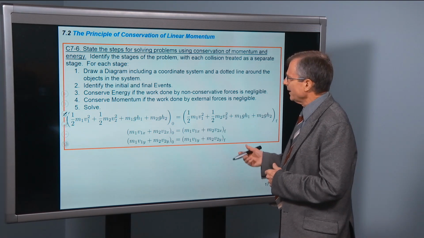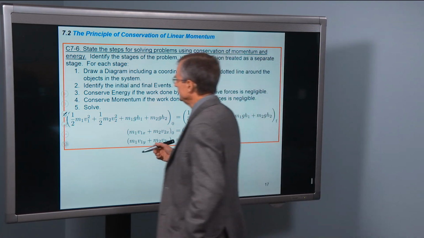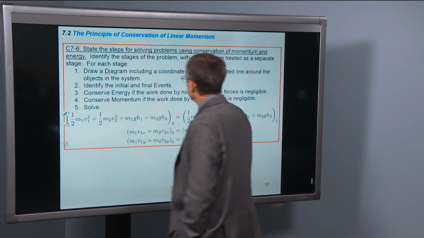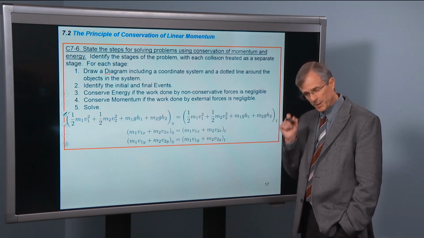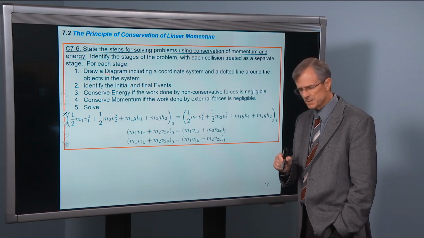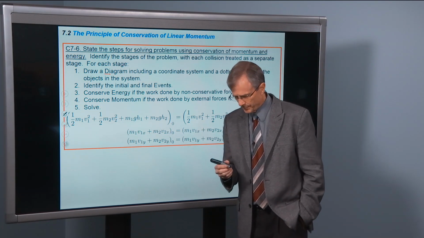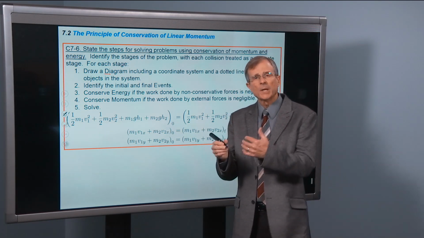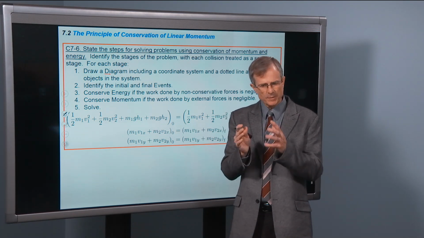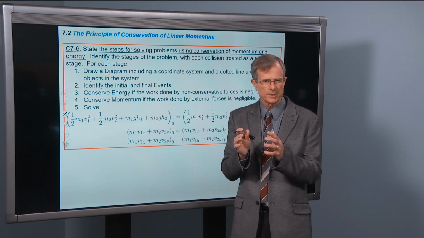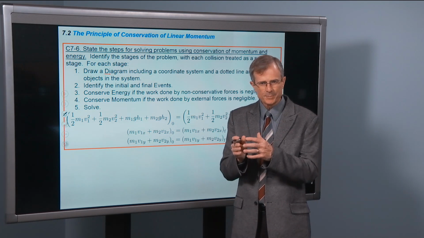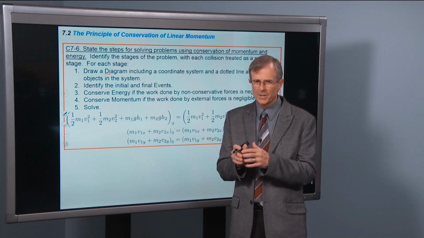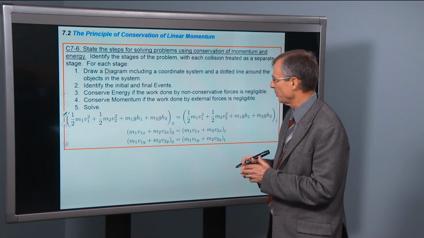We're going to draw a diagram, including a coordinate system and a dotted line around the objects in the system. Like we talked about, draw a dotted line around the objects in the system. And part of the trick in getting used to solving these problems is to think about what you want to include in your system. It's a free country, but boy, if you include the right objects in your system, it's almost always a lot easier to deal with that problem.